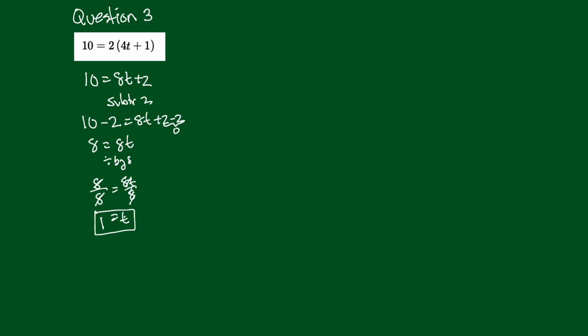Let's just run a quick check. I'm going to do it in my head. I'm not going to actually write it all out. So if I take this 1, put it in here, what do I get? 4 times 1 is 4. 4 plus 1 is 5. 5 times 2 is 10. I think I've got it.